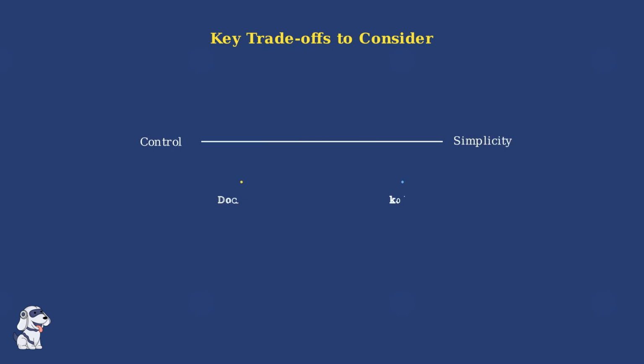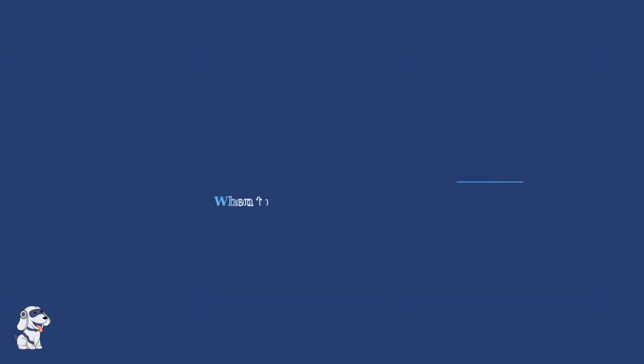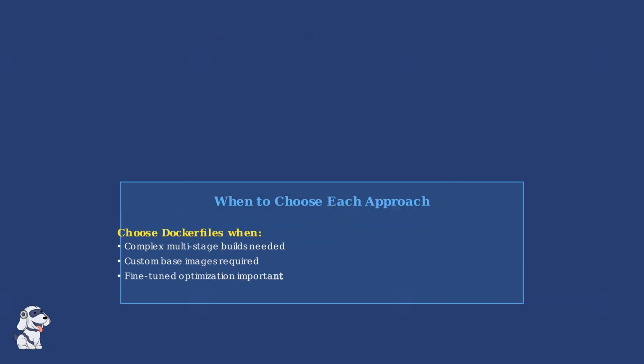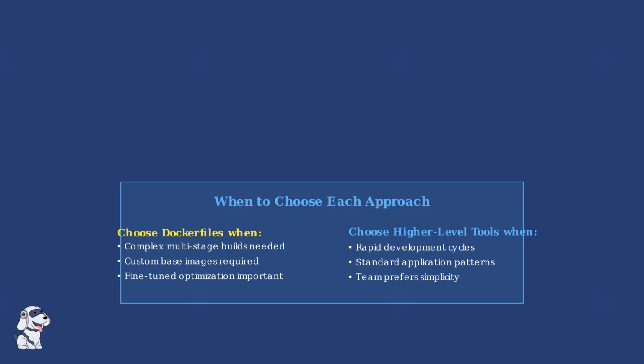Now let's examine the key trade-offs you need to consider when choosing between these approaches. The primary trade-off is between control and simplicity. Dockerfiles give you maximum control, but require more complexity, while higher-level tools prioritize simplicity at the cost of some control. Choose Dockerfiles when you need complex multi-stage builds, custom base images, or fine-tuned optimization. Choose higher-level tools for rapid development cycles, standard application patterns, or when your team prefers simplicity over control.